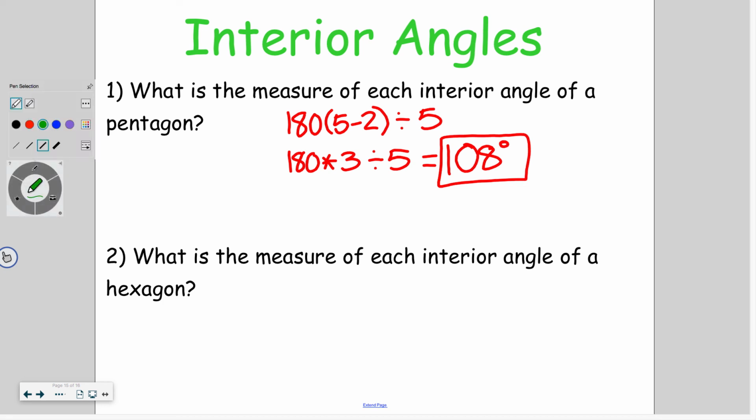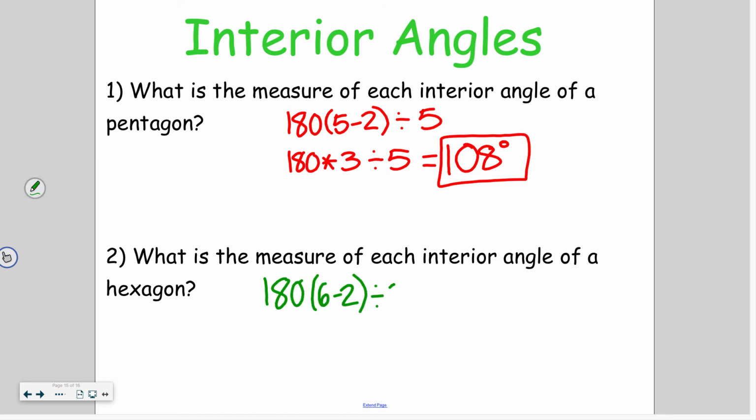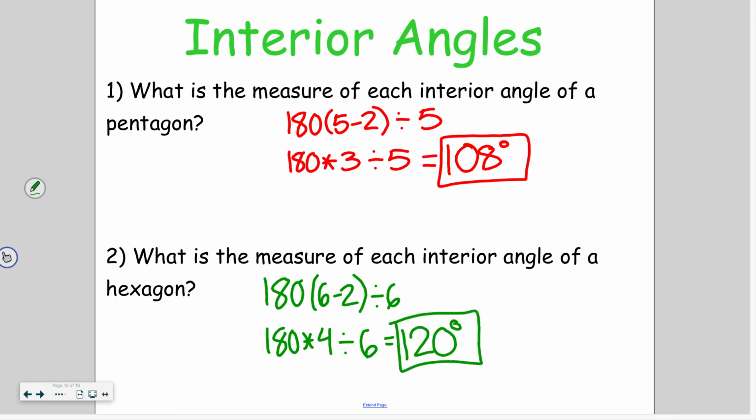Same thing would happen if we use a hexagon, but now instead of using a 5, we're going to plug in 6 for n. So we have 180 times 4 divided by 6 is equal to 120. Both of these gave you whole numbers. Not all of them will. Just round to the nearest hundredth if you get a decimal.